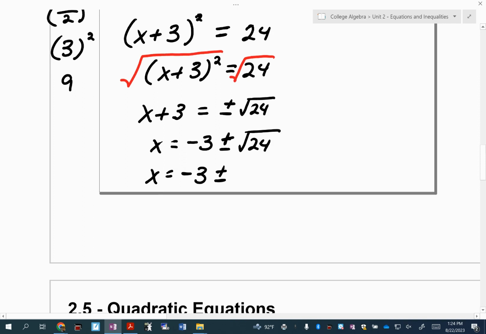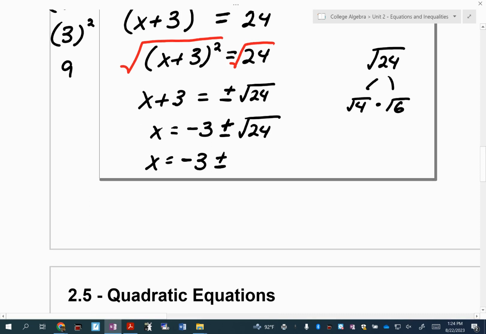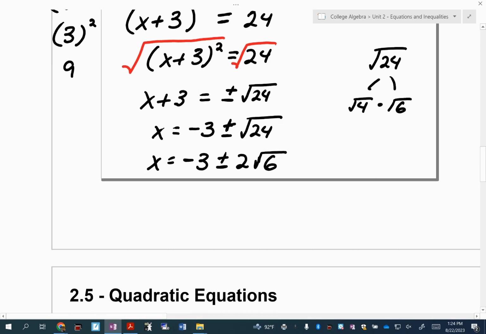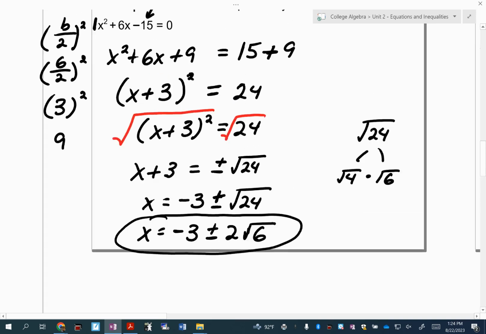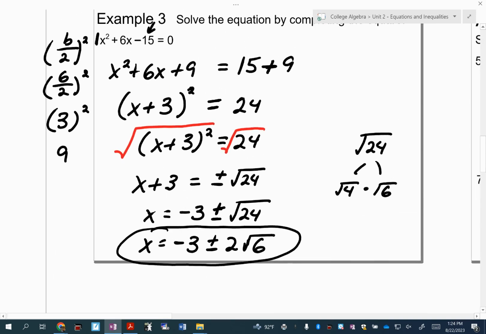Right, there's a perfect square in 24. The perfect square is 4, right? I'll do it over here. So I can rewrite this as the square root of 4 times the square root of 6. And we know the square root of 4 is 2. So this could be written as 2 times the square root of 6. So this is the solution. You can get decimals if you'd like, but you don't need to get any decimals for this class.